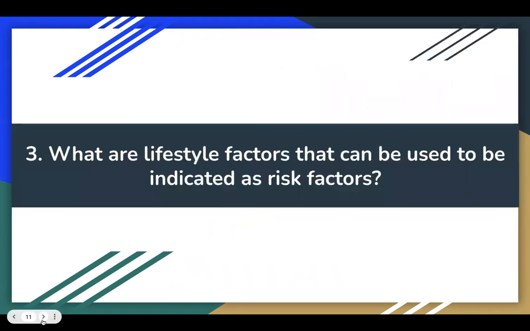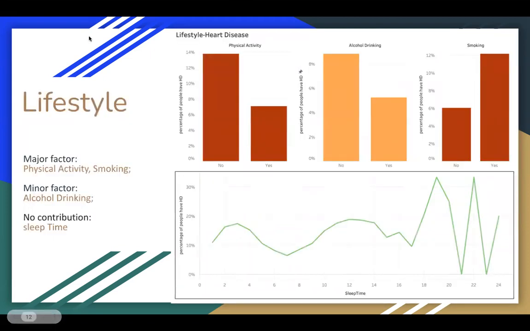What are the lifestyle factors that can be indicated as risk factors? To answer question 3, I built another category, lifestyle, which contains physical activity, smoking, alcohol drinking, and sleep time. According to these 4 charts, we conclude that the major factors are physical activity and smoking. The minor factor is alcohol drinking.